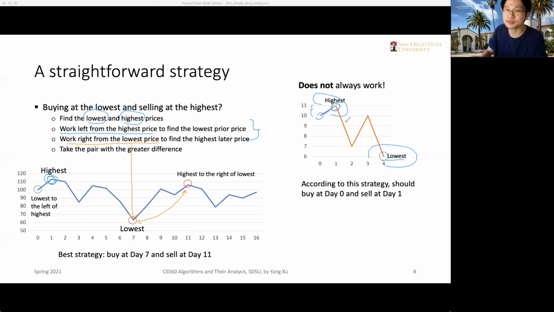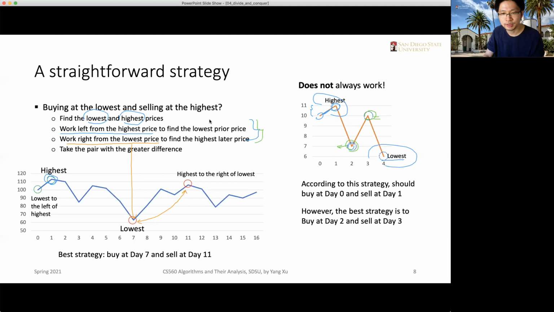And we notice that this is not the best option, because if we look at the little peak here and the valley here, actually we can choose these segments, which will give us a better option, better profits, right? But the thing is that the peak here is not the global highest point, and the valley here is not the global lowest. So our strategy will not work in this case, right?